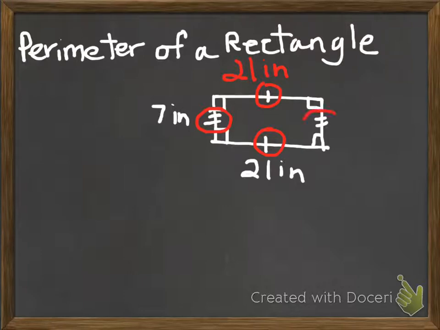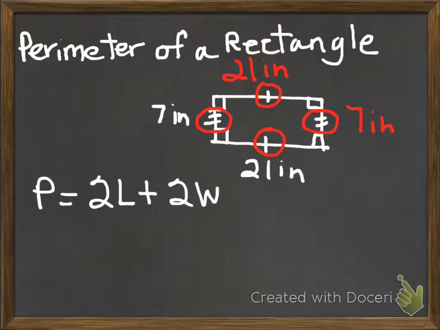So this one across equals, yes, that's 7 inches. Okay, so to be able to solve for perimeter, you can add all the sides once you figure that out, or you can follow the formula for the perimeter of a rectangle. The formula for that would be 2 times the length plus 2 times the width.